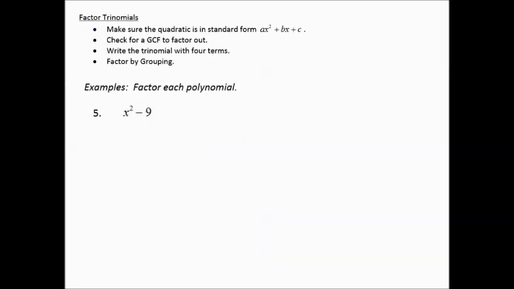Now we also want to look at binomials. If we notice in example 5, if you flip your paper over, I want to factor the polynomial, but it only has 2 terms. So in this case, this is not a trinomial, this is a binomial, because I have two terms. So I'm going to factor it the same way.